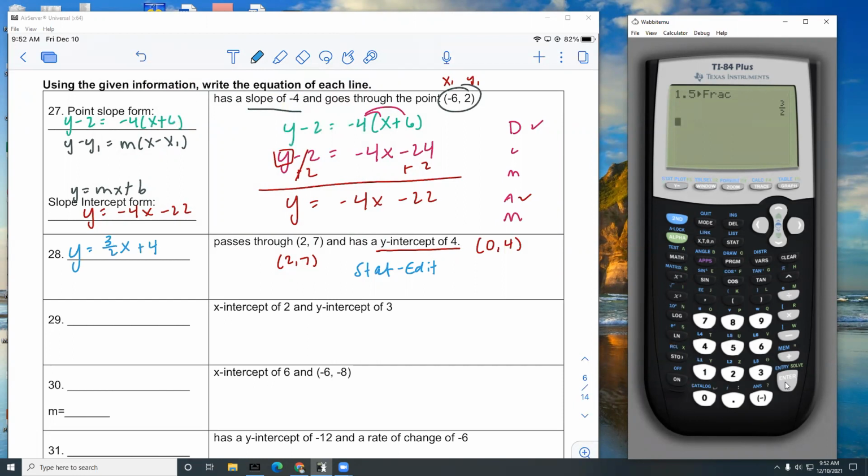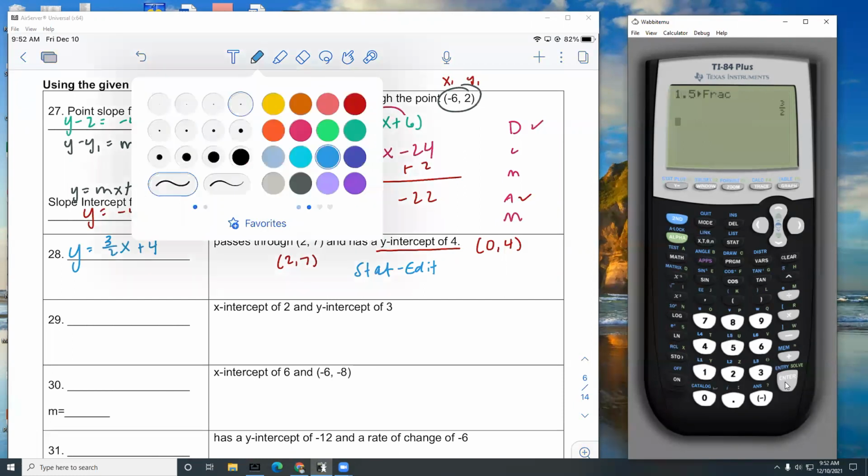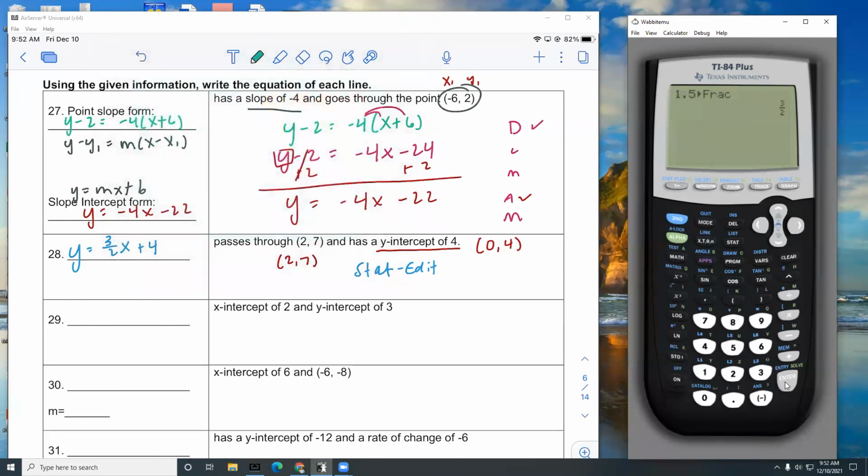Guys, same thing for number 29, an x-intercept of 2, a y-intercept of 3. I'm given 2 points here as well. The x-intercept, I have a number where the x is and a 0 where the y is. For my y-intercept, I have a 0 where the x is and a 3 where the y is, a number where the y is, whatever that number is. Again, let's do stat edit. So I'm going to do stat edit.